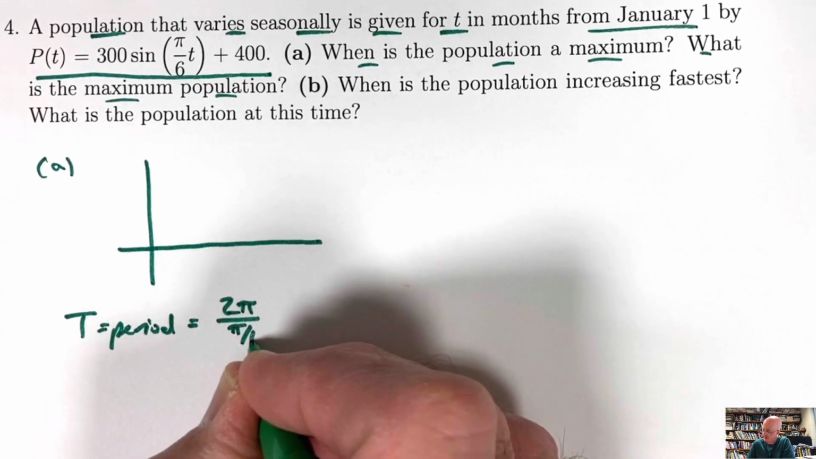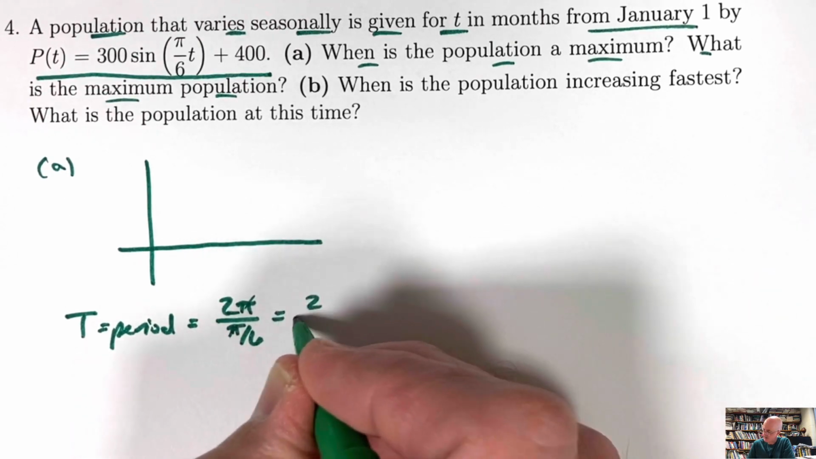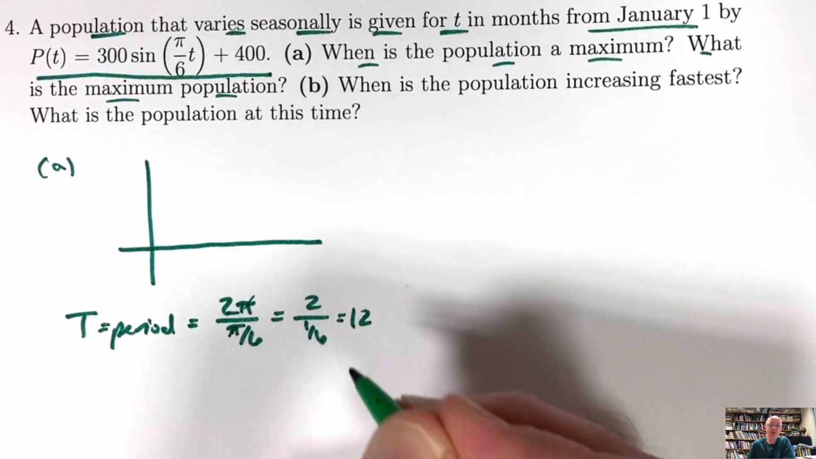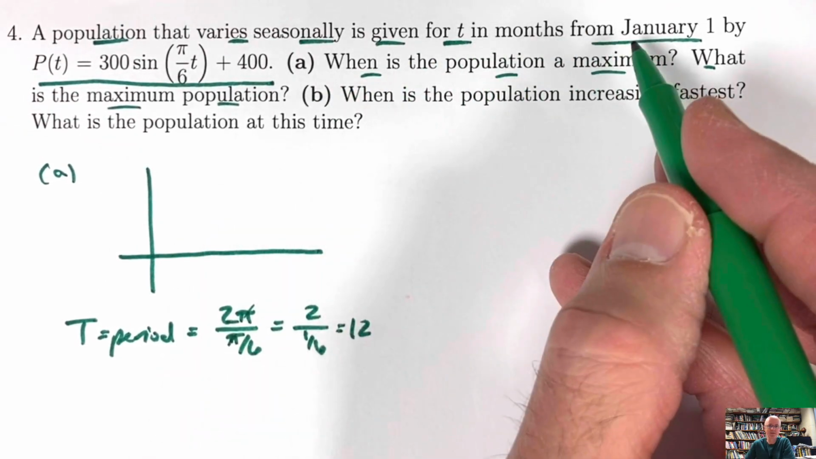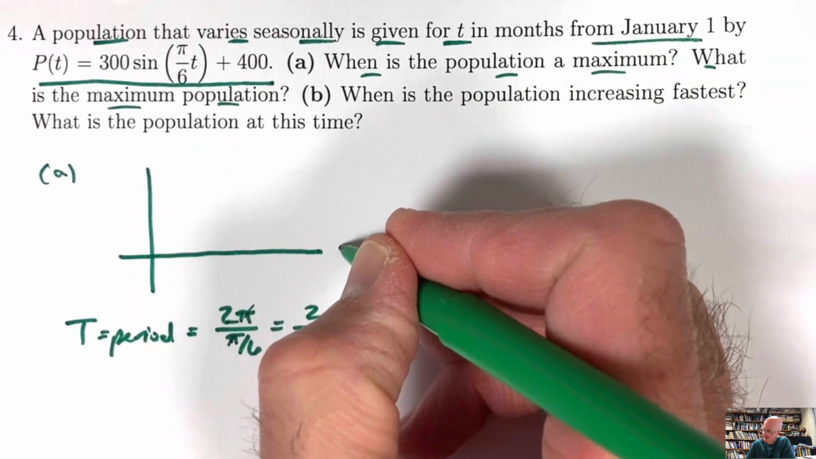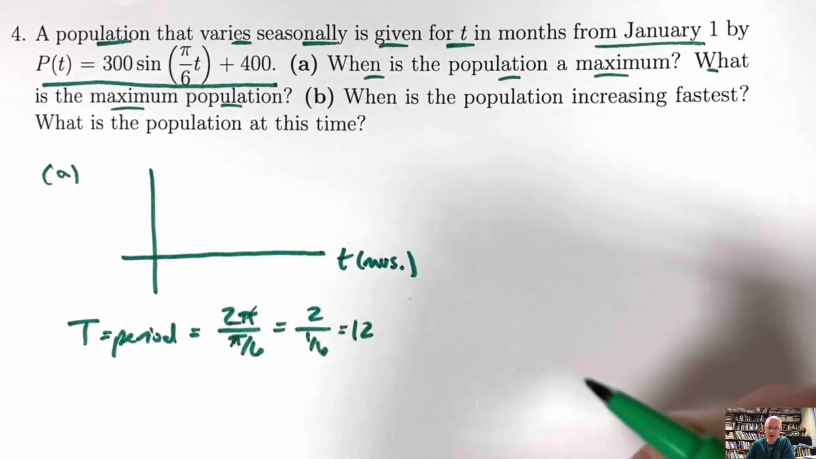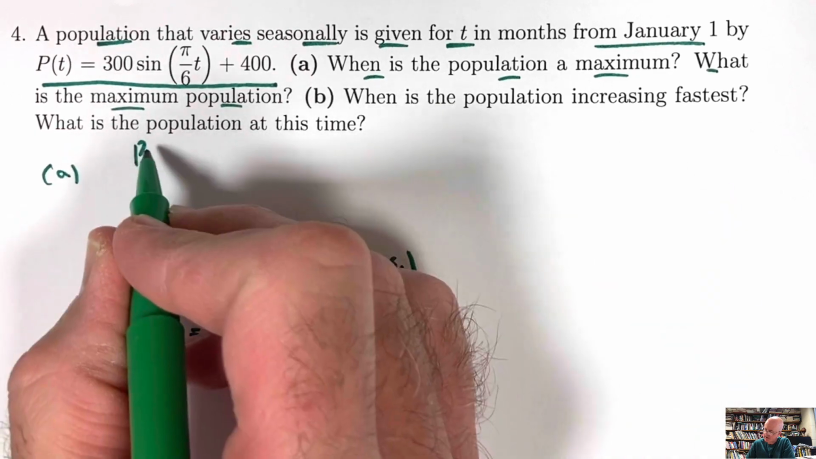2 pi over pi over 6. The pi's cancel. This is the same as 2 divided by 1/6, which is the same as 2 times 6, is 12 months. Hey, this has a period of 12 months. Makes intuitive sense. Little t here is in months. MOS is an abbreviation for months. And the population is P of t.